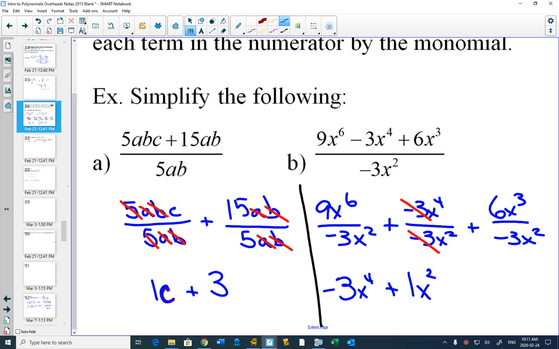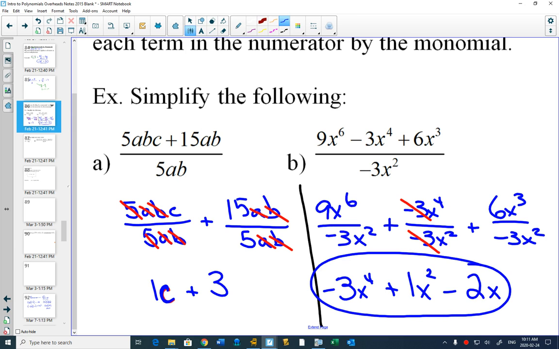Next one, 6 divided by 3. 2. And will it be positive or negative? So now we write it as subtract 2 because it's negative. And how many x's are left? 1. Put a circle around your final answer. And it looks pretty impressive. So we have 2 steps. We have the one step where we divide each one separately and then simplify them.